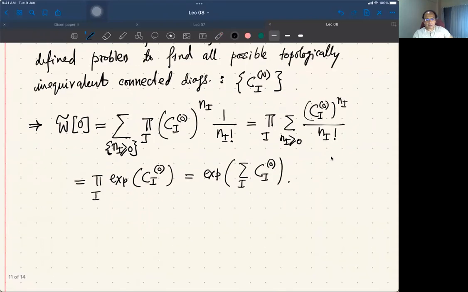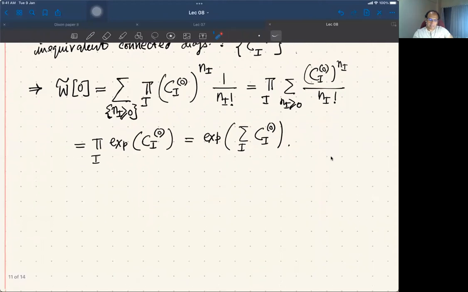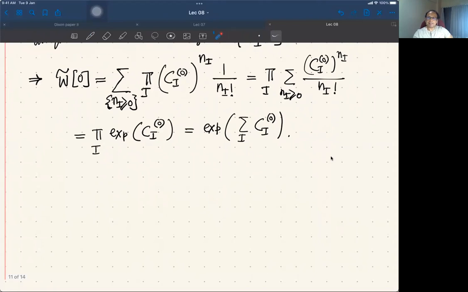So this is for the vacuum diagrams. Vacuum is W tilde 0. You arrive at a structure like this. And in terms of connected diagrams, finding all possible connected diagrams is a well-defined graph counting problem. Okay, so that has to be done case by case.